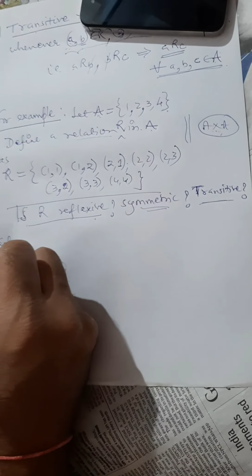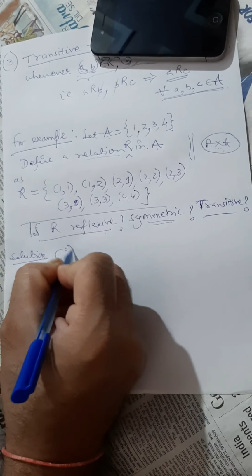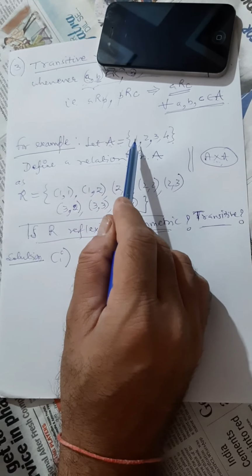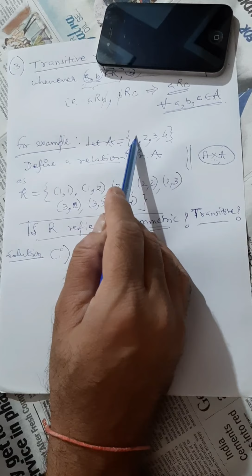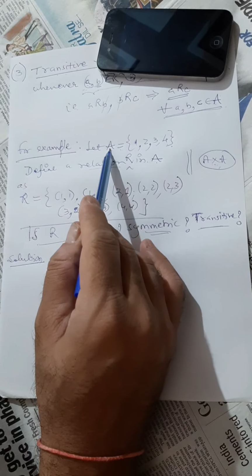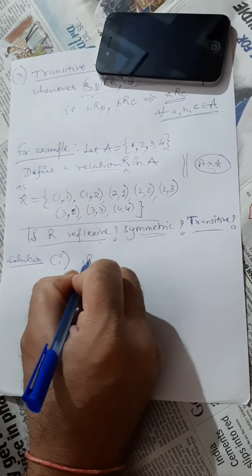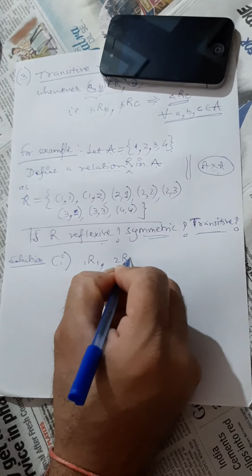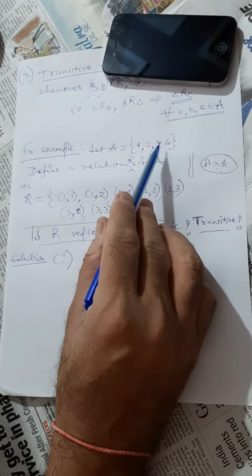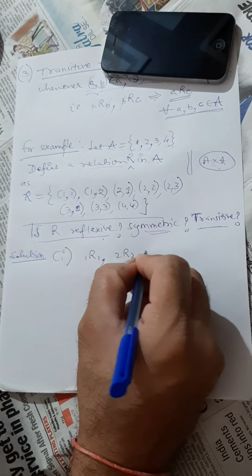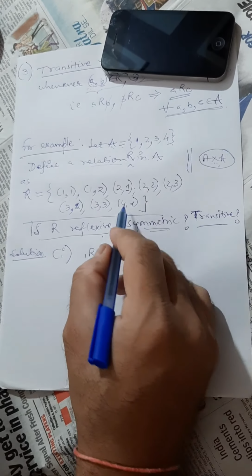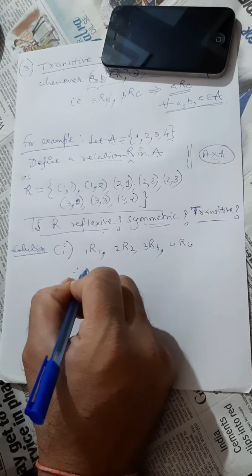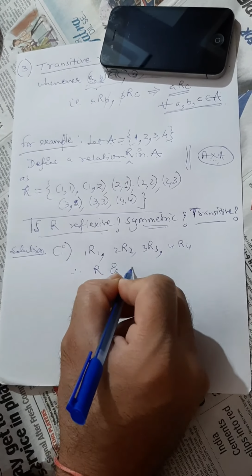So in the solution, now recall the reflexive property. What is the reflexive property? For every member of the set, that element must be related to itself. So your first member is 1. 1 is a member of A. Here 1 related to 1. Second member 2. Do you have 2 related to 2? Yes. 2 related to 2. That means 2 comma 2 is in R. Third member 3. Do you have 3 related to 3? Yes. So here 3 related to 3. 4 related to 4 is also there. So therefore, you can say that R is reflexive.